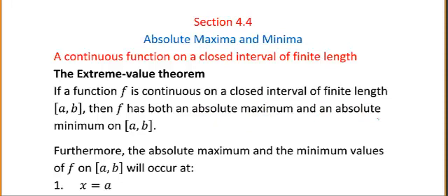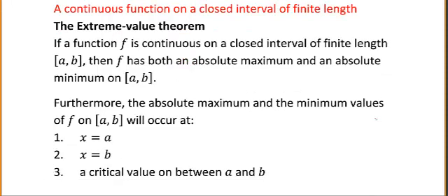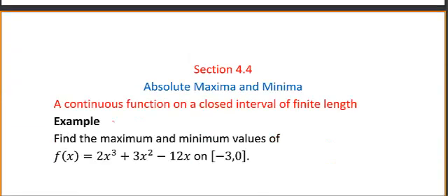Now, the extreme value theorem just tells us that there is a maximum and a minimum, but it doesn't tell us how to find it. But we can find it in this way: we have to look in three places. The first place is at the left end of the interval. The second place is at the right end of the interval. And the third place is at a critical value between the left and right endpoints, on the open interval between a and b. Let's take a look at an example of this.